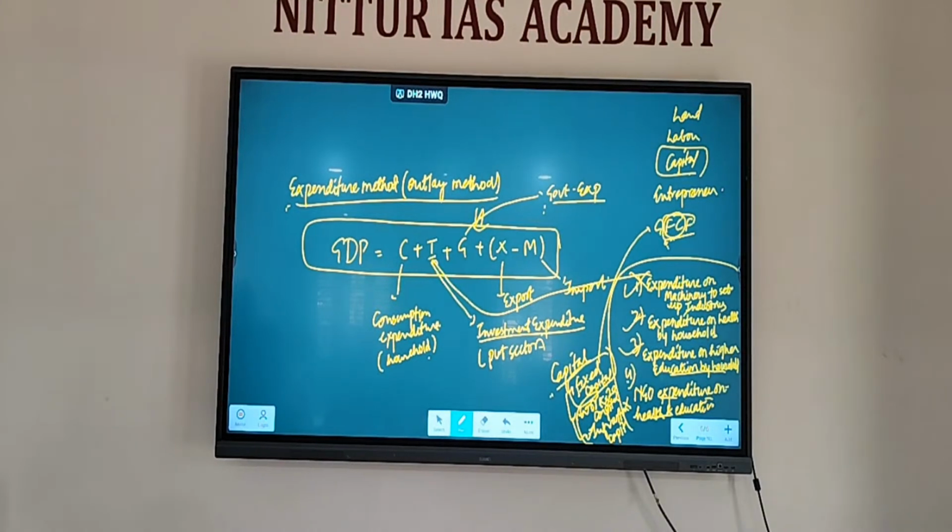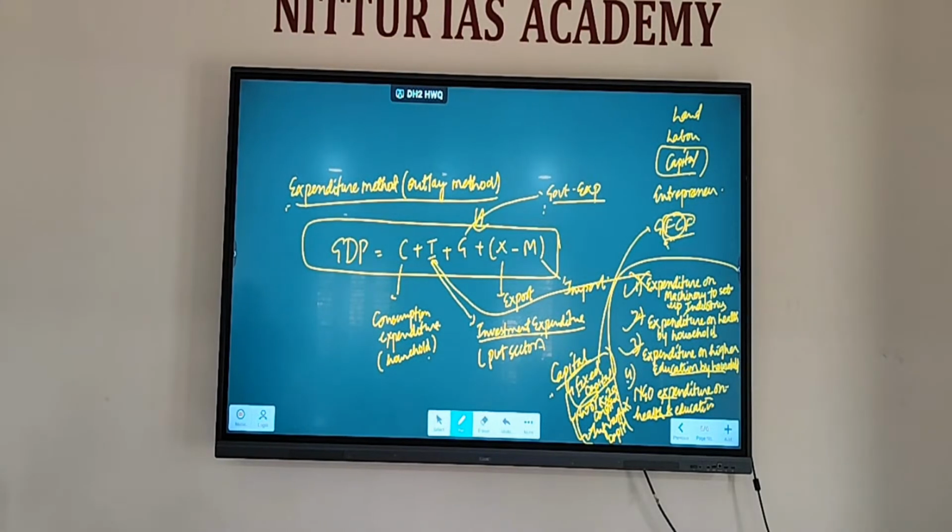Let's say I have a painting, a classic painting. If I sell this painting, what will happen? I am going to earn income, no? So that is my investment. If I buy any painting which is a classic painting and I sell it, then that is going to be my income.